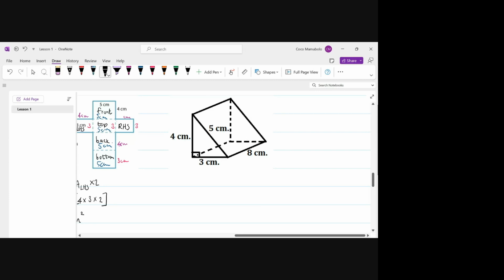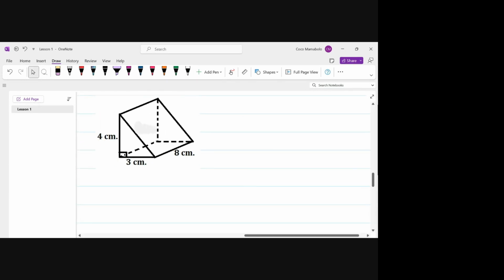Okay, I actually want to get rid of something. Give me a second. Okay, I want to get rid of this. All right, what do we call this shape? What is the shape called?